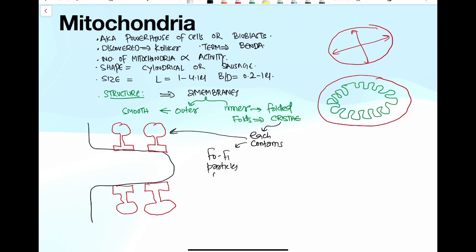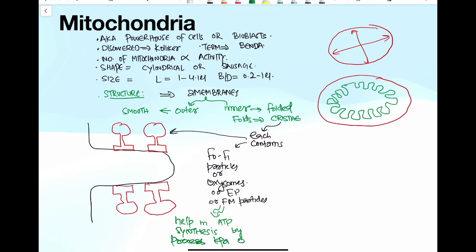or what we call oxysomes, or elementary particles, or Fernandez-Moran particles, FM particles, and they are responsible for ATP synthesis by a process called oxidative phosphorylation. And you must always remember this inner membrane is less permeable than the outer membrane. This is also important. Now the inner space in the mitochondria is called the matrix.